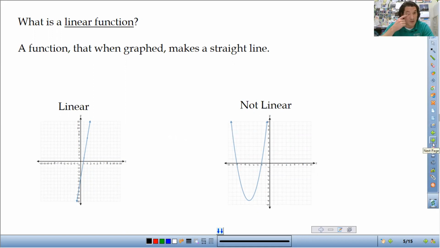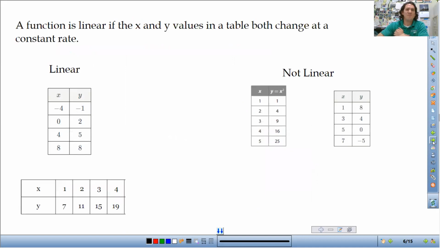at graphs to determine if something's linear or not. We might just be looking at the points in the table. So a function is linear if the x and y values in a table both change at a constant rate. So couple of examples here of linear and not linear. So here, this is linear.